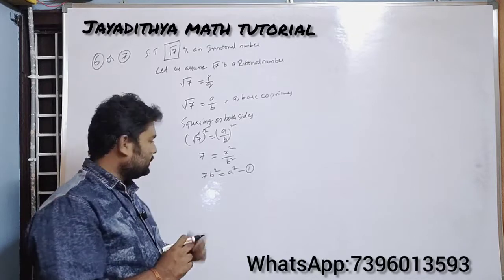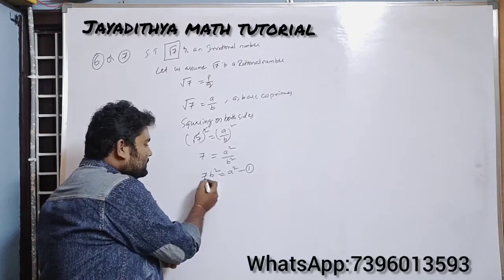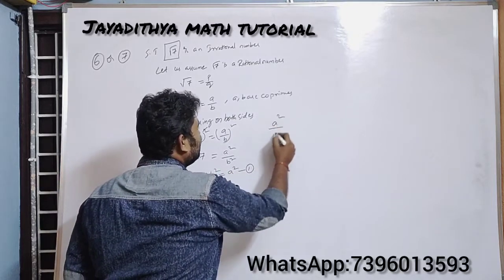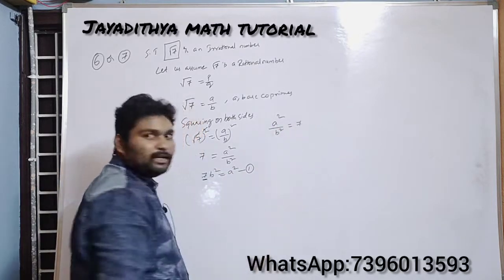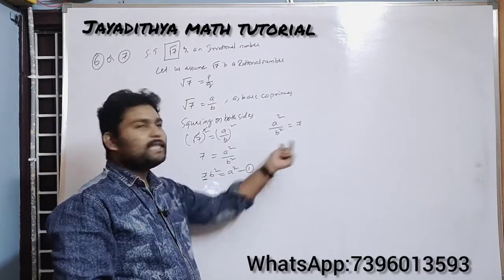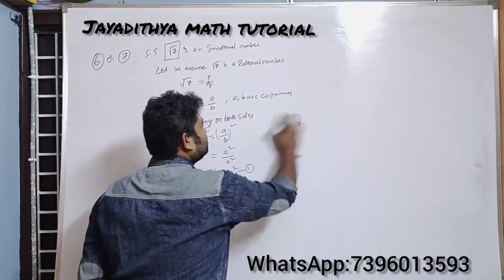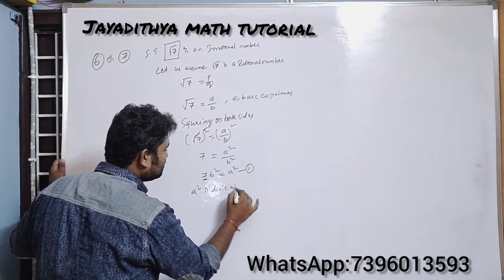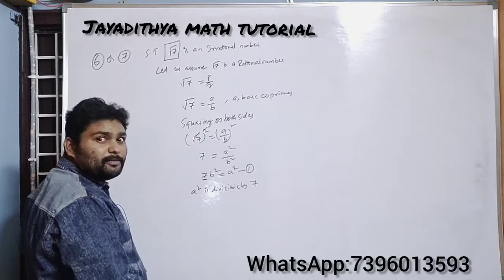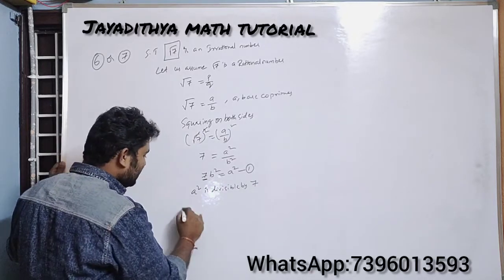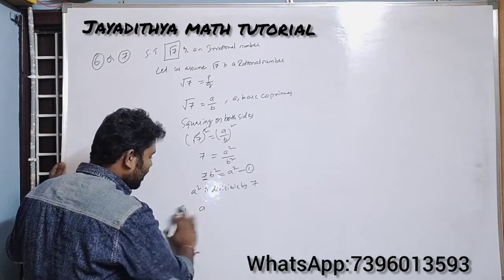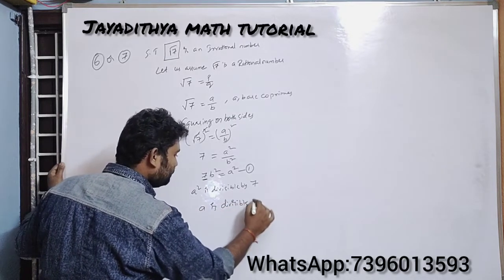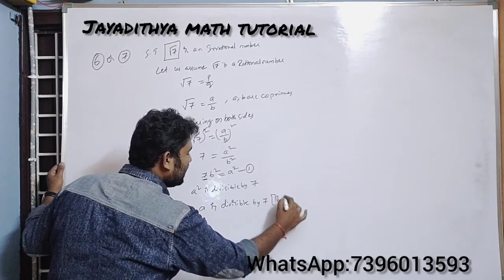One thing you should know here is a square is written as 7b square. When a square is divided by b square, the answer is 7. That means a square is divisible by 7. So you can write here a square is divisible by 7. If a square is divisible by 7, a is also divisible by 7. This is by theorem, so you can write here by theorem.